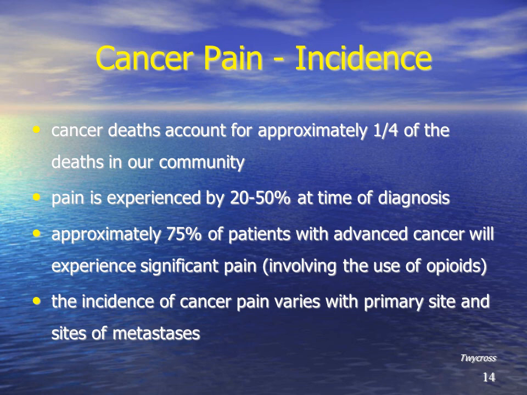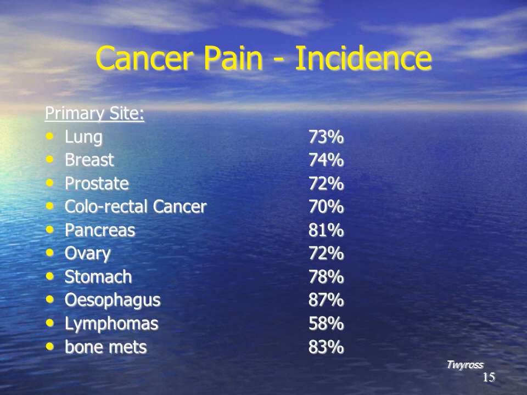The incidence of cancer pain does vary with the primary site and the site of metastases. So in this slide you can see that esophageal cancer and pancreatic cancer are associated with a high incidence of significant cancer pain, and similarly patients who have bone metastases from whatever cause can have a high incidence of pain, particularly if there's significant structural damage to the bone. If you look at lymphomas, however, the incidence of pain is considerably less, but once again this depends on the site of the disease.